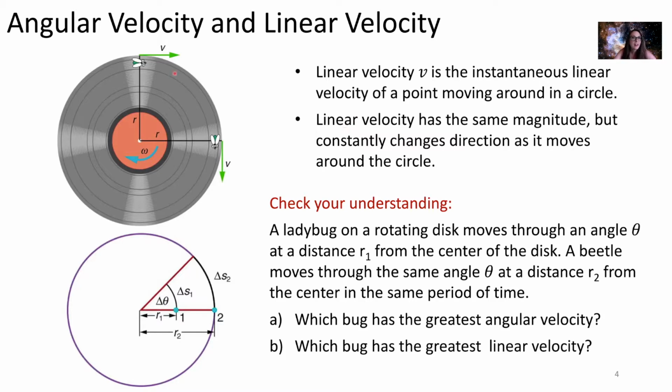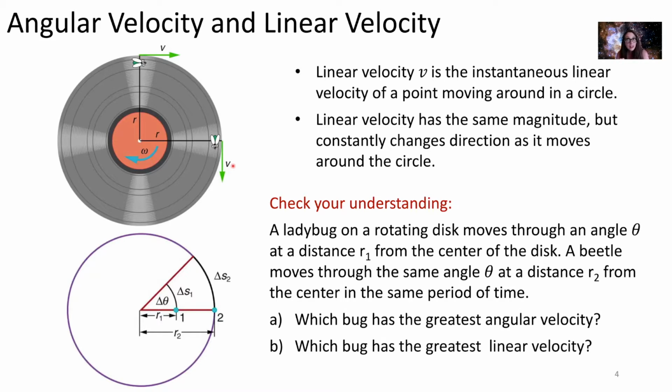So here I have a fly on the edge of a record player, okay? And that fly has its linear velocity vector always tangent to the edge of the circular path. So the magnitude of that linear velocity is always the same, but you see that this vector is always changing position. Whenever the fly is down here, the vector is pointing off in this direction, tangent to the edge of the circle. So our magnitude is always the same, but the direction is constantly changing.